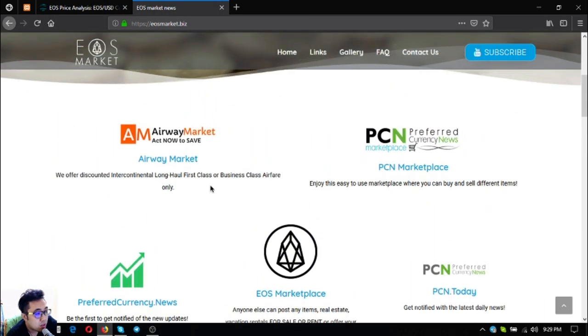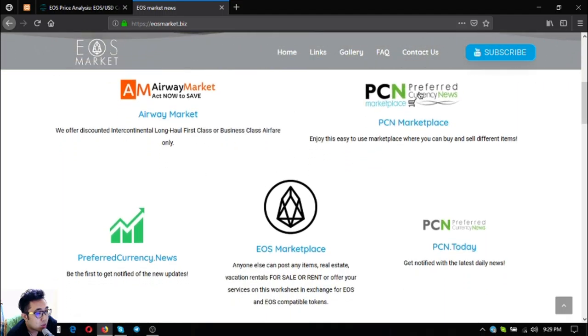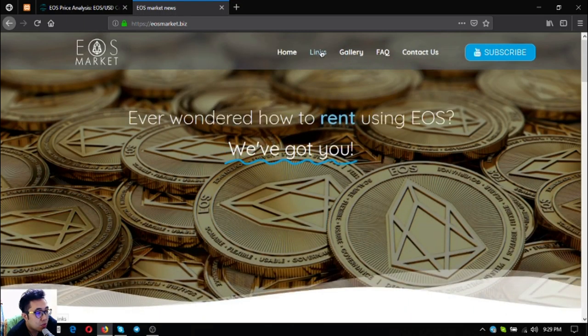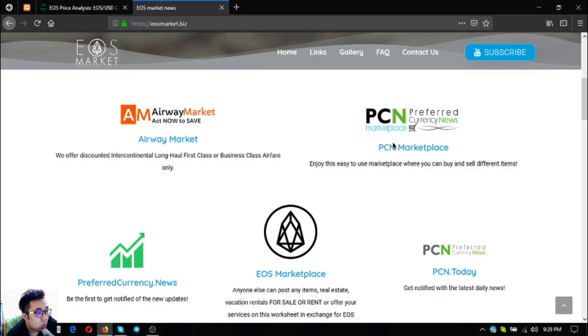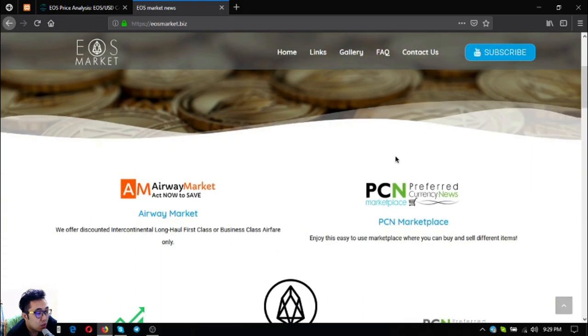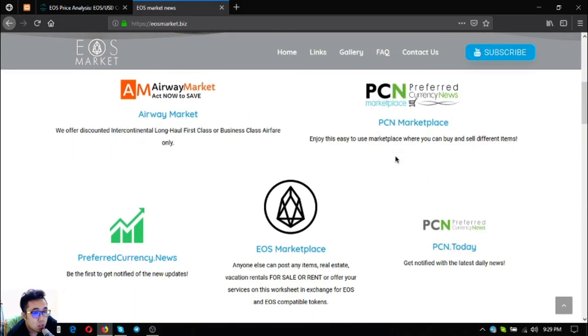So this is the EOS Market Biz website. In here, you're going to see some links that will serve as a guide for how you can spend your EOS and how you can earn EOS also. These are the five links.